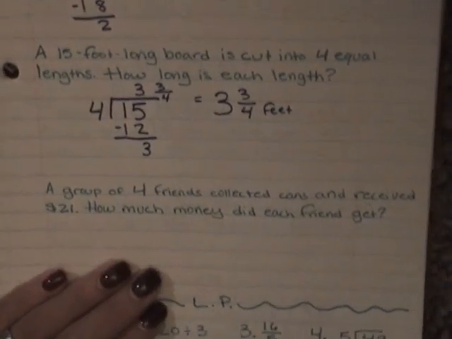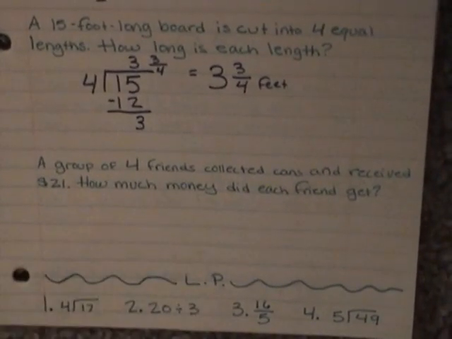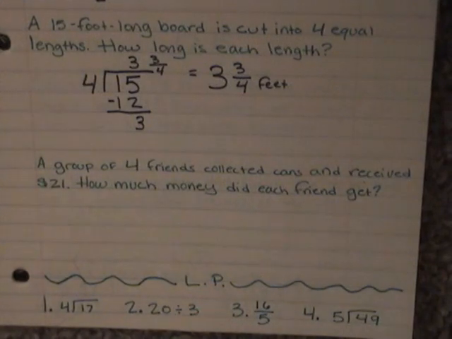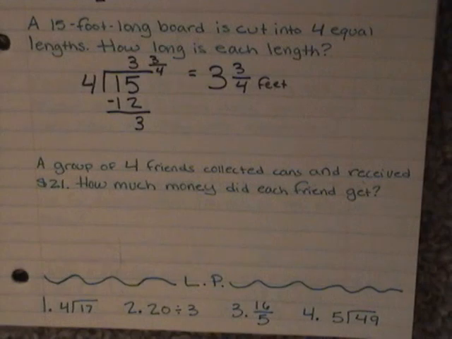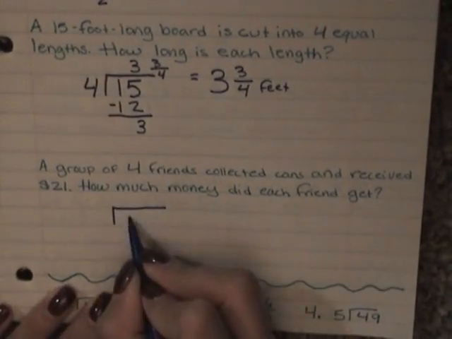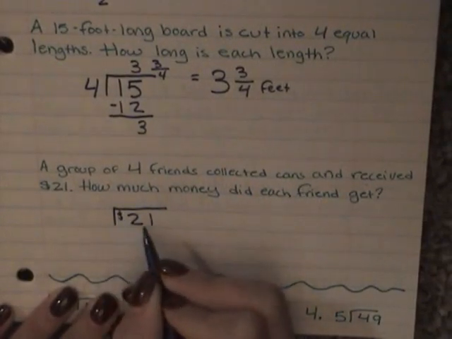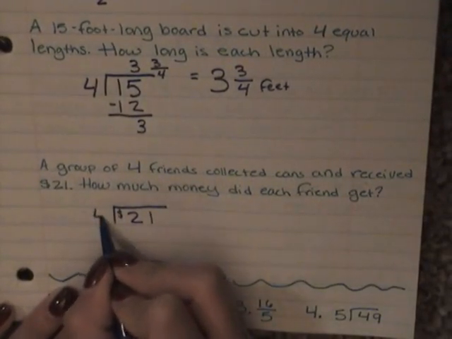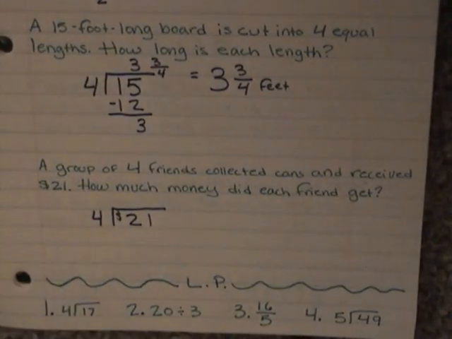Alright, and here is the next one. A group of 4 friends collected cans and received $21. How much money did each friend get? So again, pause it and try it yourself, or you can follow along with me. Okay, so I'll go ahead and make my problem: $21, and divide it equally by 4, because there are 4 people that the money has to be divided among.